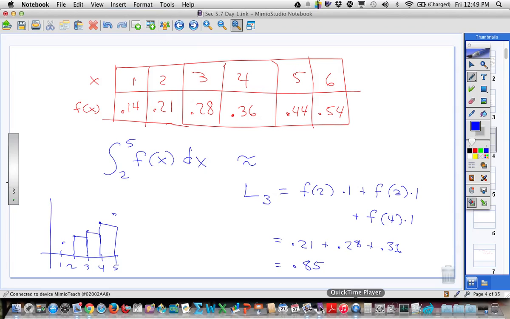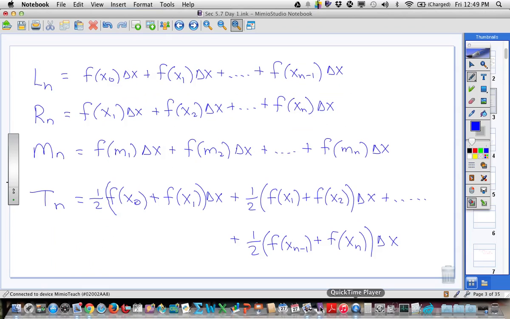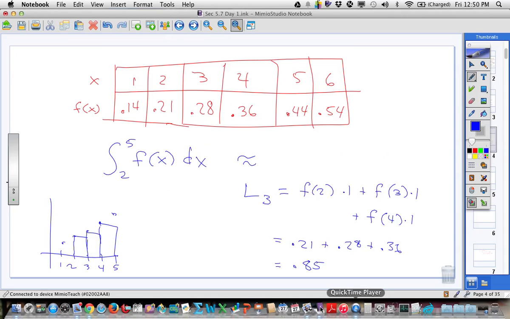So when I say write out an L3, I'm talking about this back here, right? f of x sub 0, f of x sub 1, all the way till 1 short of the right edge. If you're doing a right, you start at the first right edge, 1 width over from your left edge, and then all the way to the far right end of the interval. And then, of course, midpoints we're going to do in a second. So anyway, it'd just be 0.21 times 1, 0.28 times 1, 0.36 times 1, 0.85.